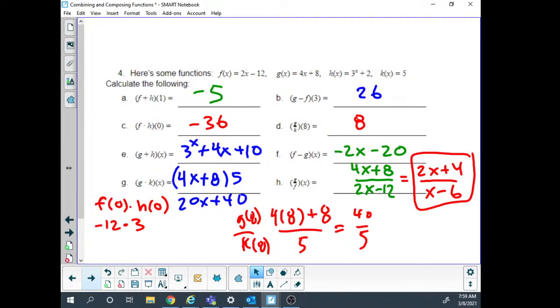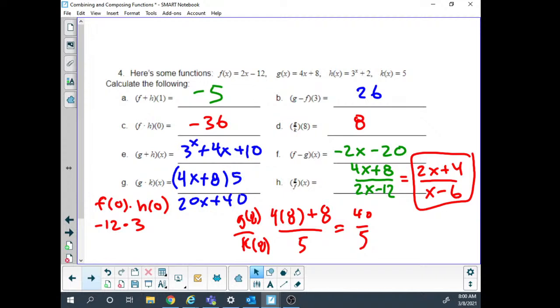I think we ended class on this one, the division problem: g divided by f of x. Which is going to be 4x plus 8 divided by 2x minus 12. I think I said at the end of class that is as good as it gets.